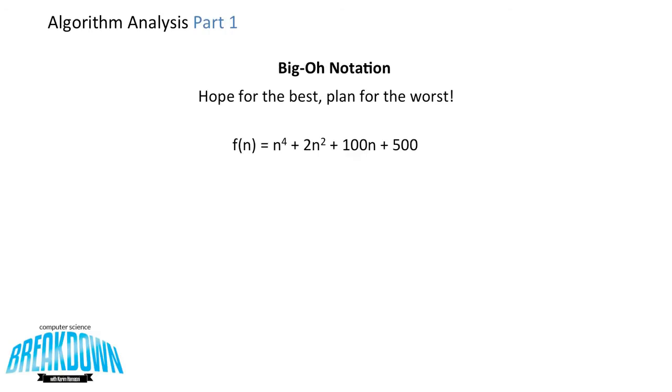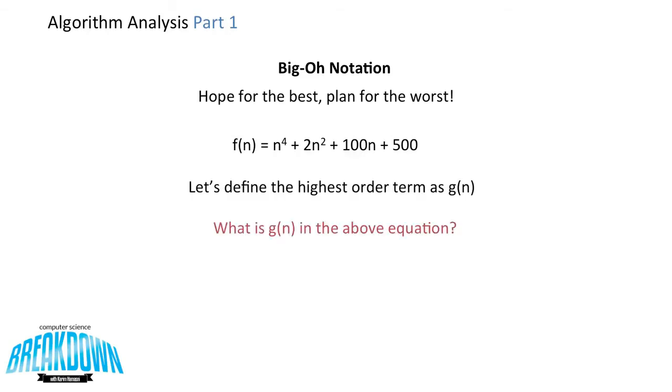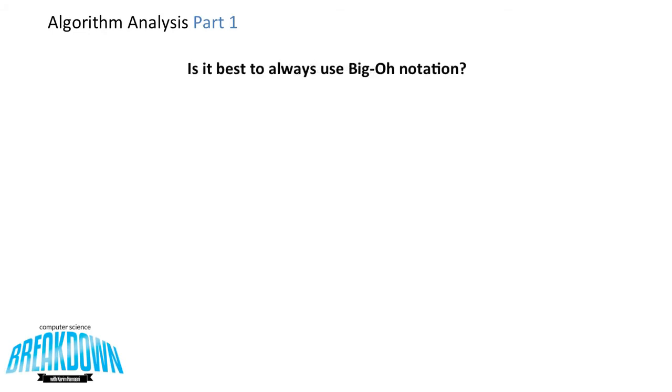So let's look at this function here. Let's determine what its big O notation is. Let's define the highest order term as g of n. So what is g of n in the above equation? Well, g of n is equal to n to the power of 4. So the function of big O of g of n is big O of n to the 4.